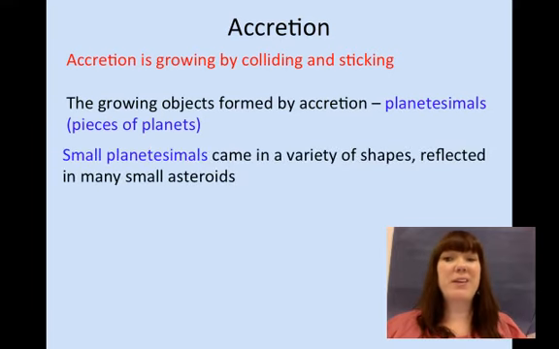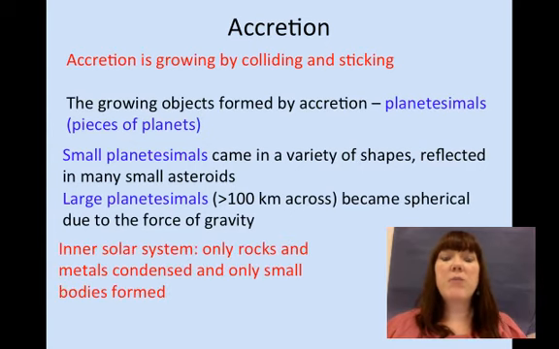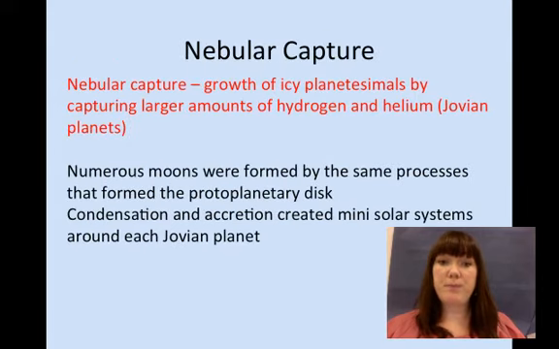Small planetesimals can be lots of shapes, and if you think of an asteroid, that's what these planetesimals look like at the beginning. They can vary in size, so we can have some large ones, and the larger they get, the more spherical they get, because gravity pulls them in and starts to pull them into a spherical shape. In the inner solar system, it was only rocks and metals that condensed because of the temperature.